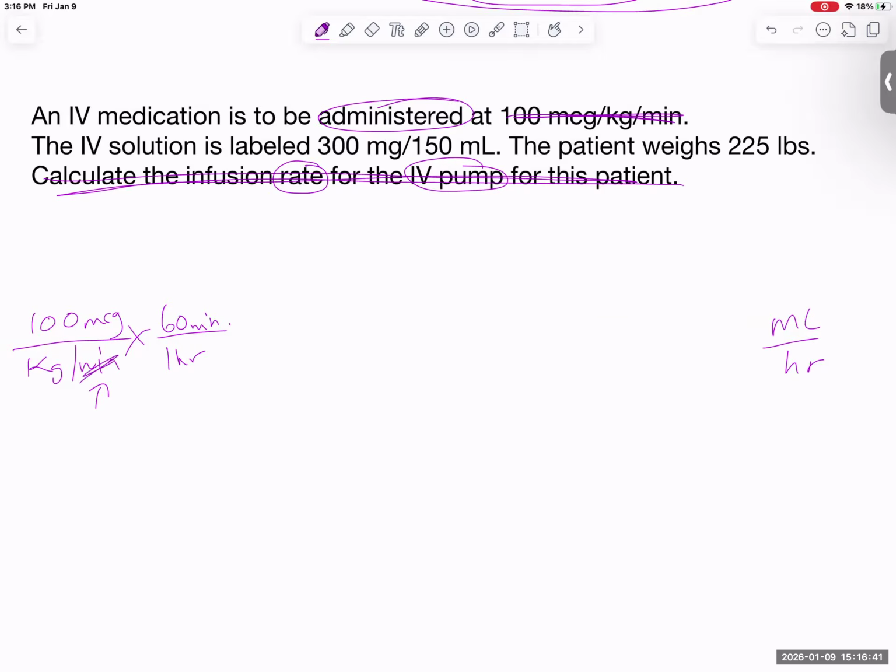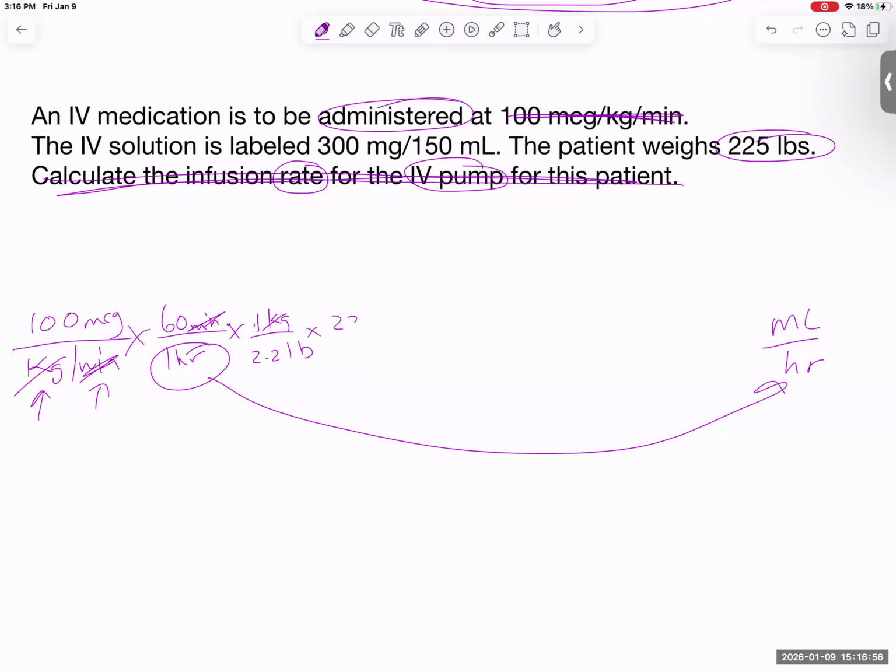No problem. I cross off my minutes and now I have hour. All right, now how do I get rid of the kilogram? I'm going to use the patient's weight, but Professor K is a monster. She put it in pounds. All right, 1 kilogram is 2.2 pounds. And then I get rid of the pounds by 225 pounds over 1.